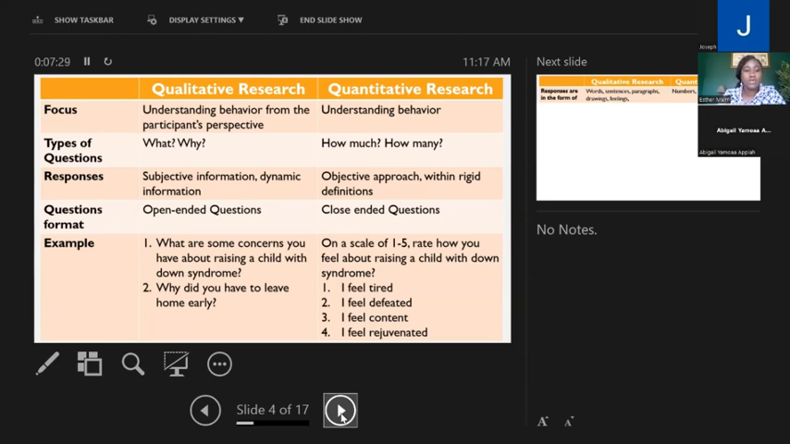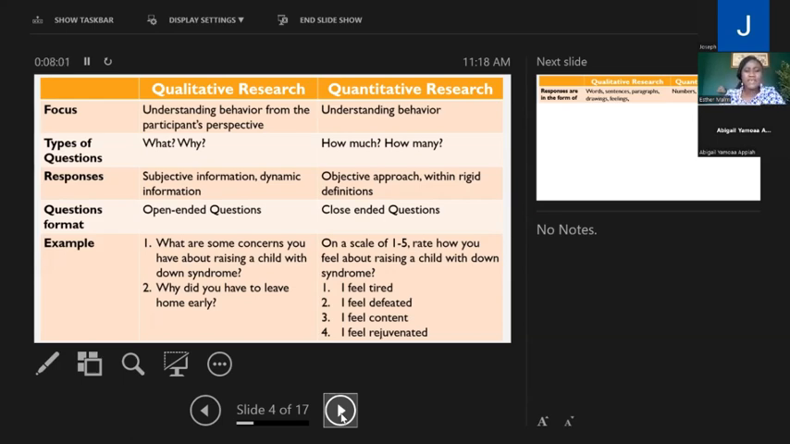So in a qualitative style, you may be asking participants to share some of their concerns about raising a child with Down syndrome, right? And so you're allowing the individual to go in whichever direction they want to go. But in terms of quantitative research, looking at something similar, you might be asked to rate how you feel about raising a child, and then they give you a set of feelings that you should choose from, right?